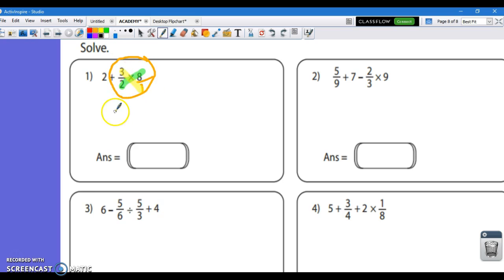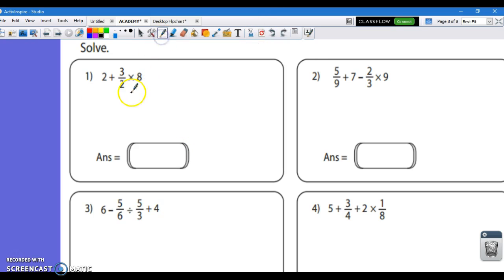You have 2 even numbers, so I know these will reduce. I know that 2 will go into itself 1 time, 2 will go into 8 4 times. Now that's reduced as much as possible, so I will multiply straight across. 3 times 4 is 12. 1 times 1 is 1. But remember, anything with a 1 underneath it is really just a whole number. So that whole multiplication problem equals 12.